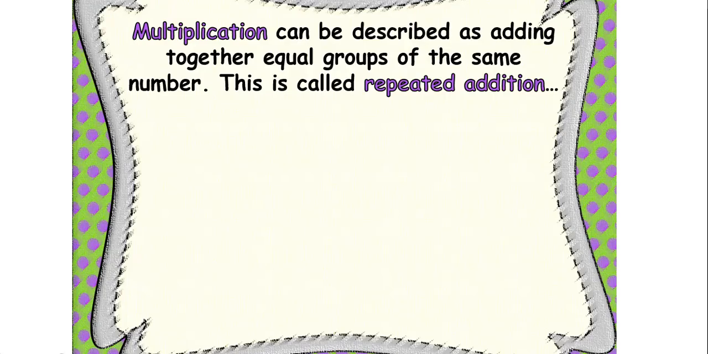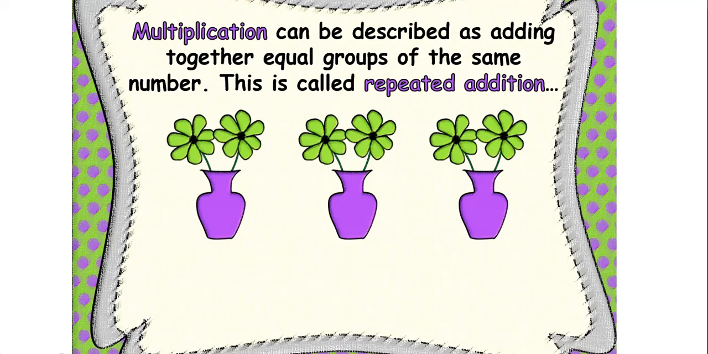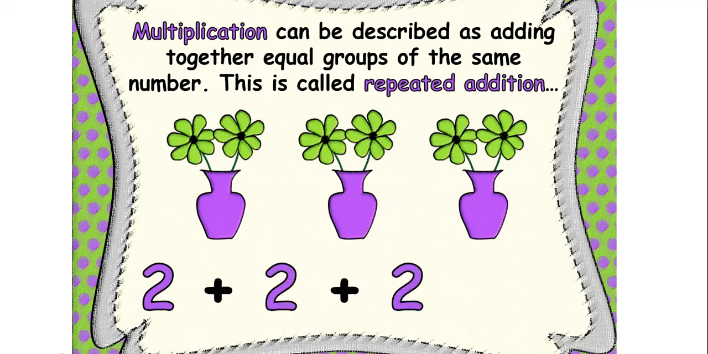Multiplication can be described as adding together equal groups of the same number, which is basically what repeated addition is. Here we have 2 flowers in the flower pot plus 2 flowers plus 2 flowers, which equals 6 flowers. So again, 2, 2, and 2, which is 6.